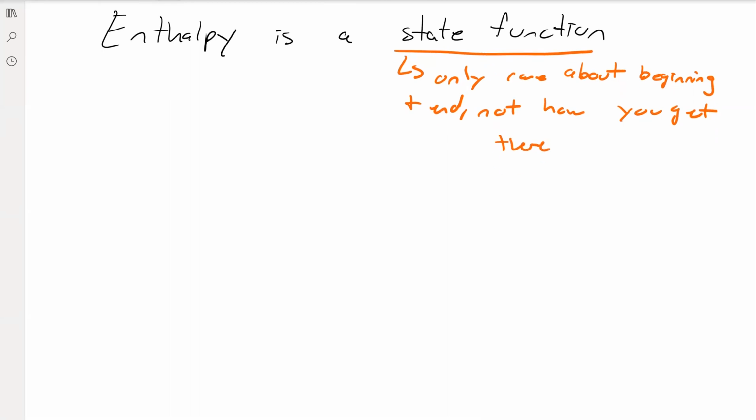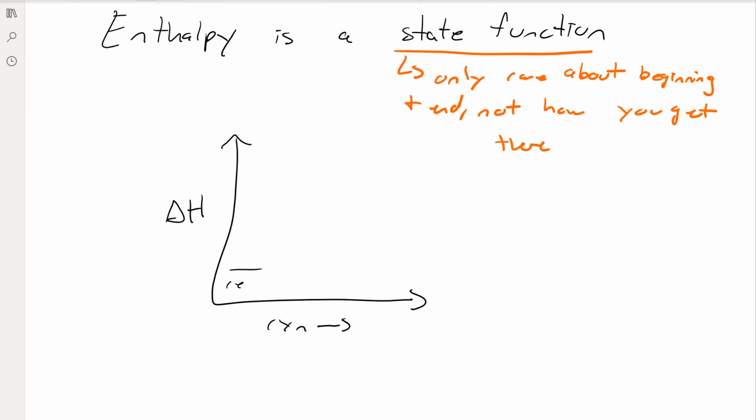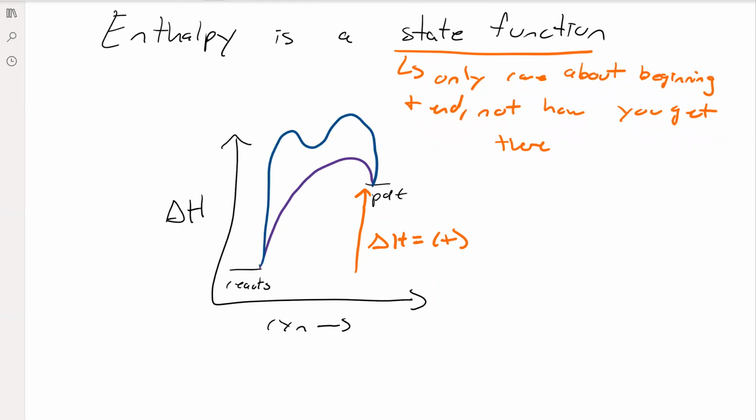So for example, taking a look at our reaction coordinate diagrams, if we have delta H over here, and then we have our reaction going from left to right, with reactants over here and products over here, we can calculate our delta H as the difference from reactants to products. In this case, it's some positive value, it's an endothermic reaction. But how we get there from reactants to products can vary. So for example, maybe your reaction takes this sort of path. Maybe it takes something that looks like this. Maybe it does something that looks like this.